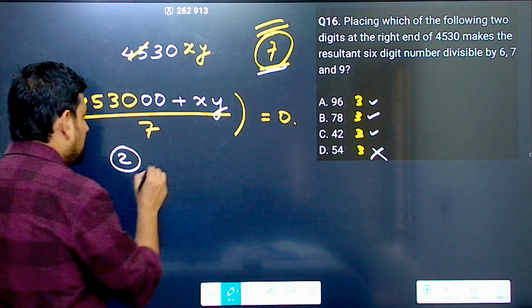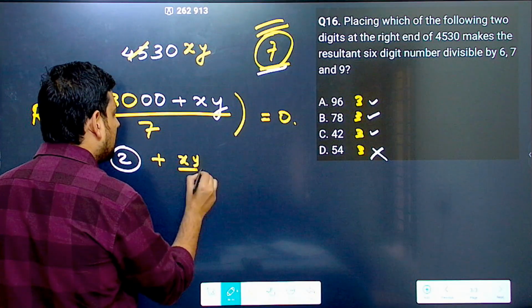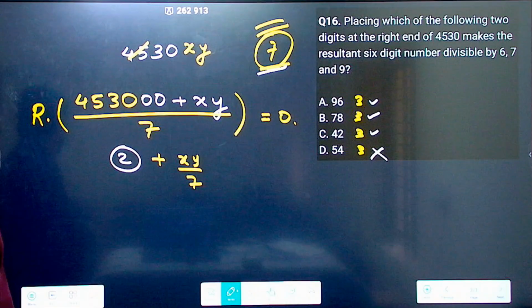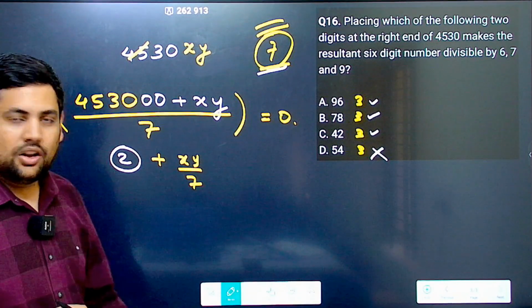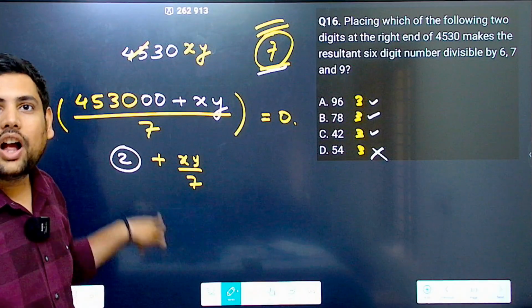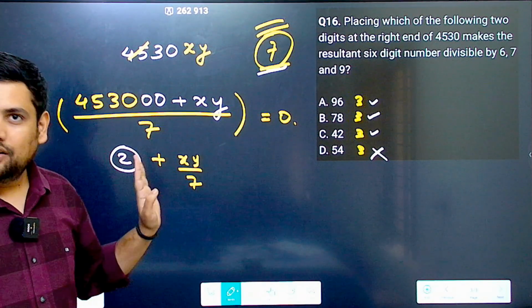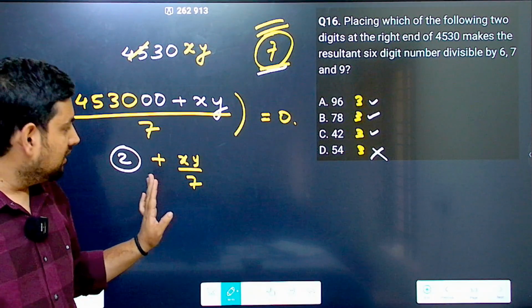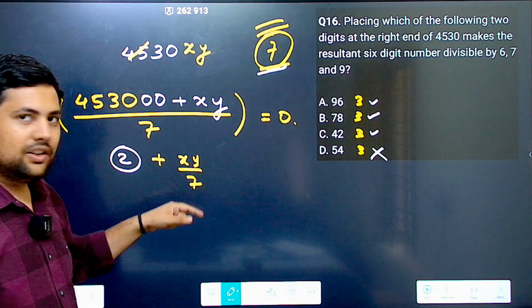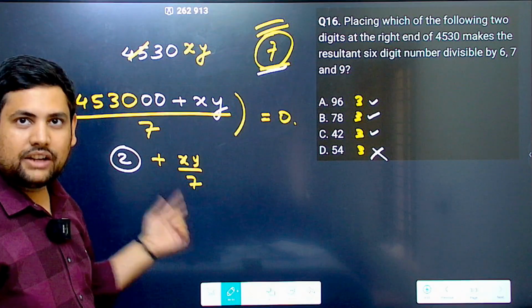Now, what I am looking for, xy by 7 should be equal to what? I want the remainder 0. So I should be getting here what? What can I have as remainder? I can have 5 as remainder here. Correct? That is the only possibility. Why? Why not something like 12? 12 remainder is not possible when dividing by 7.